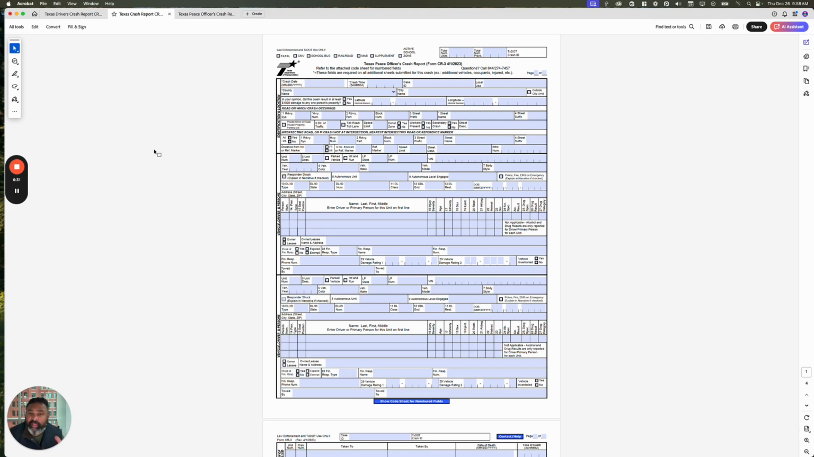So it's often the case that we'll walk a client through how to request this report on their own, and we will request it as well. It often turns out the request made by our client comes back more quickly than a request made by us. And again, that's intentional on TxDOT's part. They don't want your information being easily accessible by anyone else.